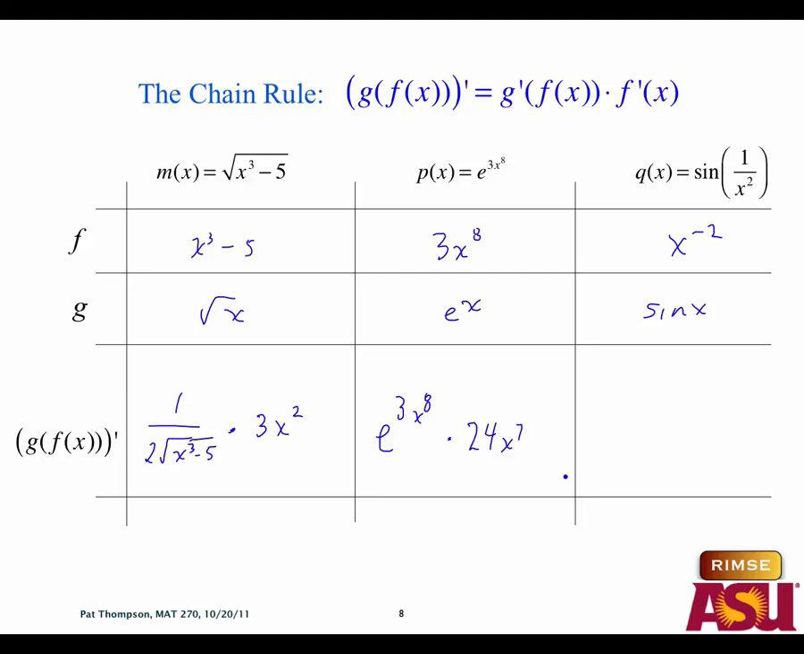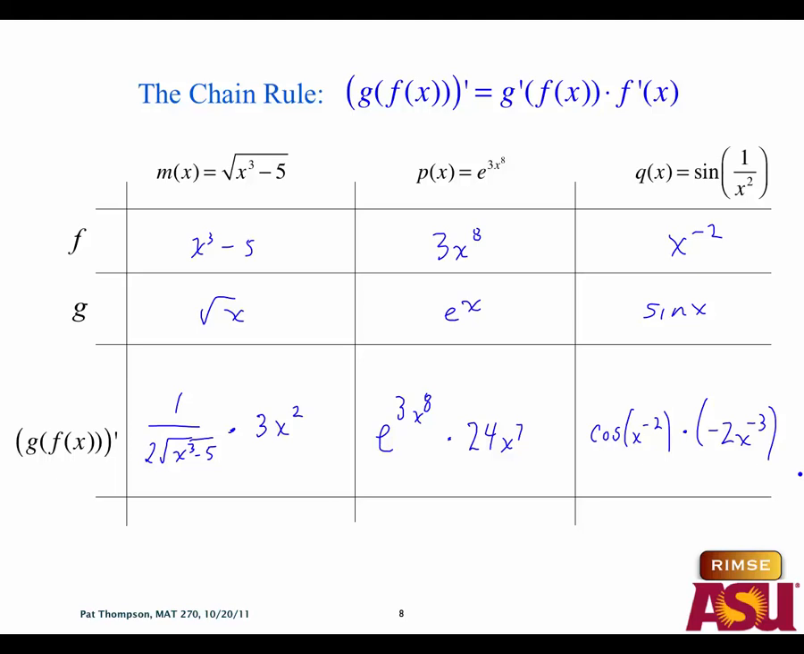Okay? Rate of change of g, told you at the beginning of the class, cosine of x. But it's got to be with respect to f, so it's cosine of x to the minus 2, then times the rate of change of f. Negative 2, x to the minus 3. Any questions on these basic chain rule? Yes?